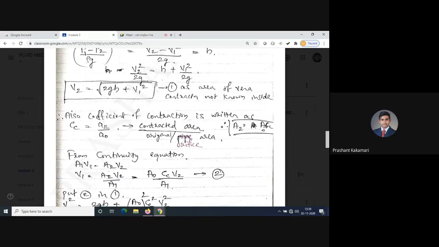In the continuity equation, either you write V1 or V2. If you write in terms of V1, I can write it as A2 V2 by A1. For A2, I use the coefficient of contraction relation, so I can write it as A0 into Cc into V2 by A1. This equation you can call equation number 2. I am writing this in terms of V1 because V1 is required for substituting in equation number 1, that is Bernoulli's equation. I want to substitute it in the V2 formula, putting this V1 term, A0 Cc V2 by A1, in the V1 square of equation 1.